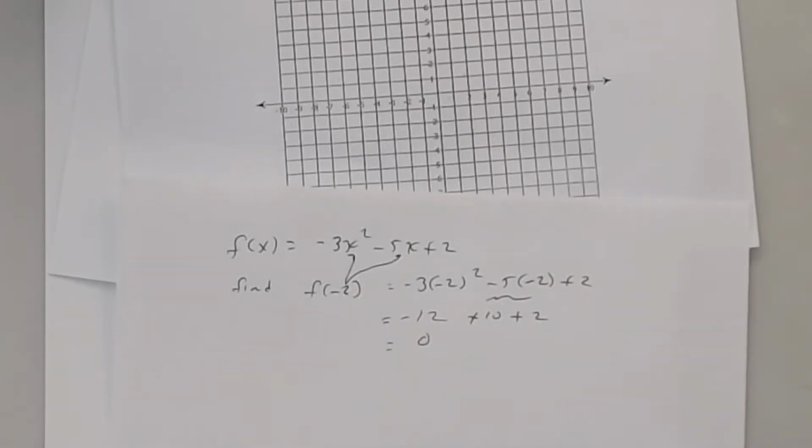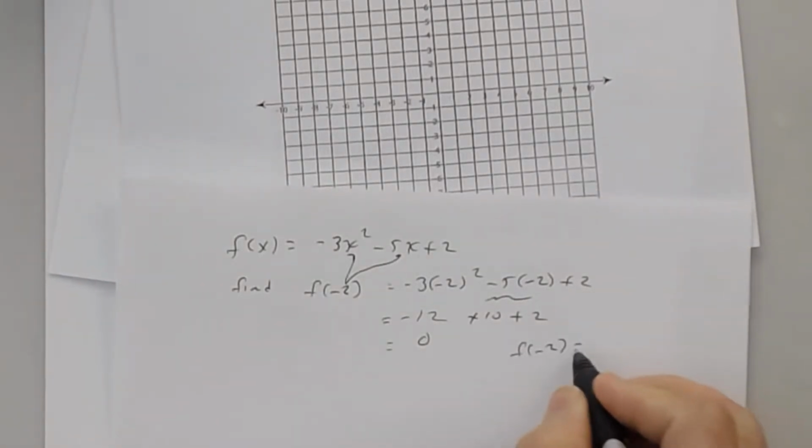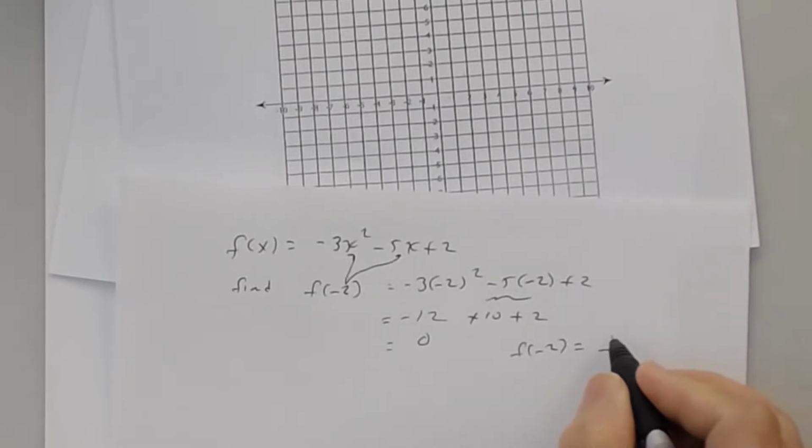That's what you found. So f of negative 2 equals 0. So in the worksheet, you would say something like this. You would say f of negative 2 equals blank, and you could put 0 in that blank.